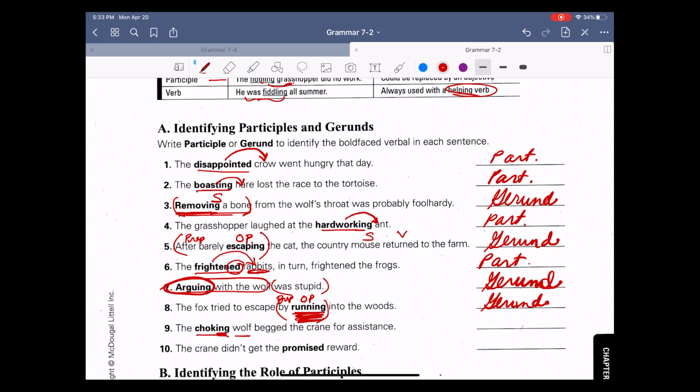Number 9, the choking wolf. Here's my ing word. That kind of tips me off. It's telling me about wolf, which means it's acting like an adjective, so I know that it is a participle. And it's ending in ing, so we know it's present.